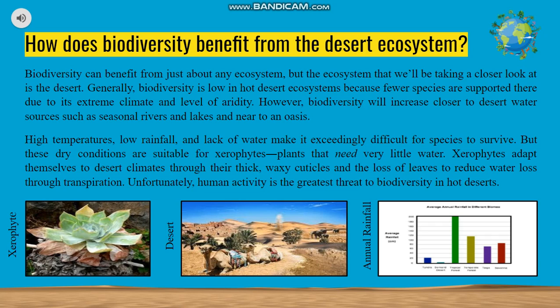High temperatures, low rainfall, and lack of water make it exceedingly difficult for species to survive, but these dry conditions are suitable for xerophytes, plants that need very little water. Xerophytes adapt themselves to desert climates through their thick, waxy cuticles, and the loss of leaves to reduce water loss through transpiration. Unfortunately, human activity is the greatest threat to biodiversity in hot deserts.